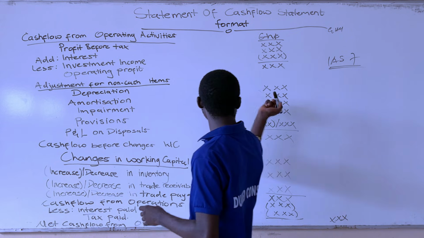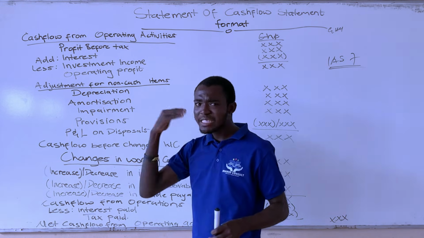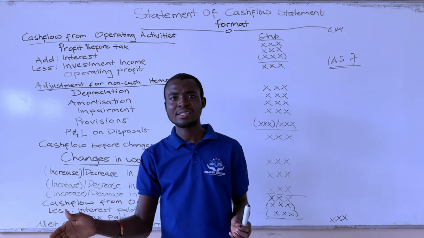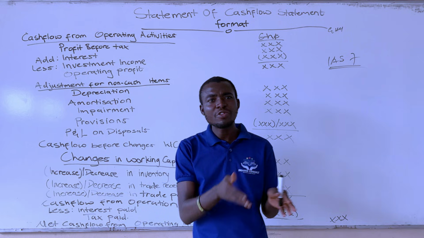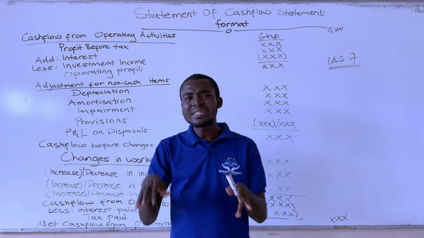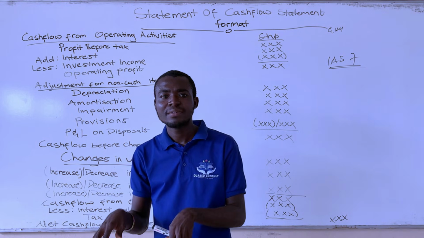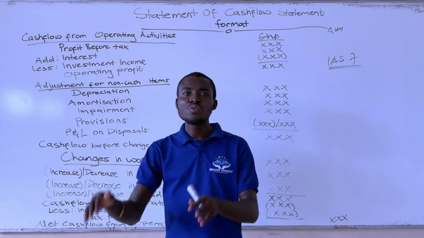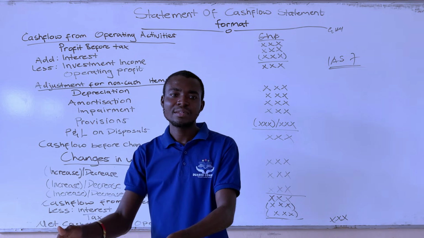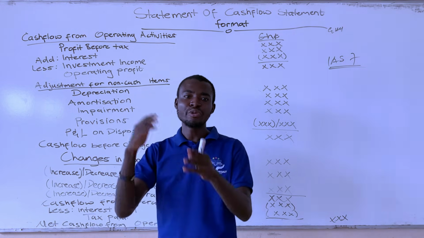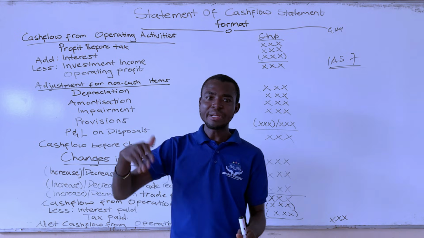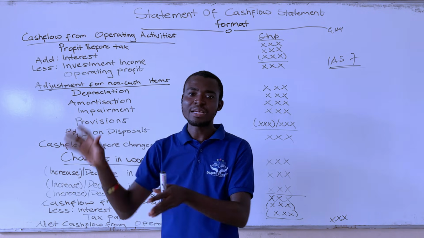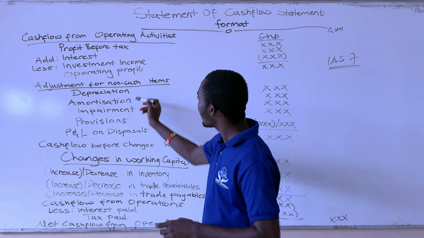First one is depreciation. Depreciation doesn't involve any movement of cash. But in the preparation of the trading profit and loss account, we treat depreciation as an expense. And when you treat depreciation as an expense, it will reduce our net profit, which indirectly means we have reduced our operating profit. So you add depreciation back to the net profit. And then amortization.